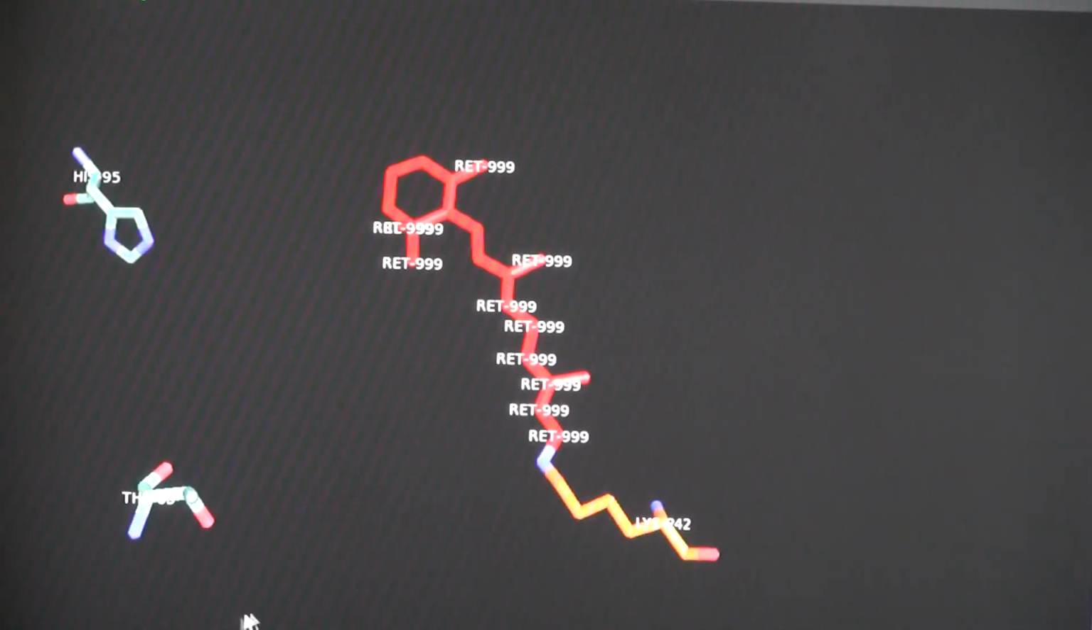Now the negatively charged retinal takes another proton from the histidine 95, and this one is positioned toward the cytosolic side of the protein. The retinal then returns to its ground state, and that cycle repeats again.